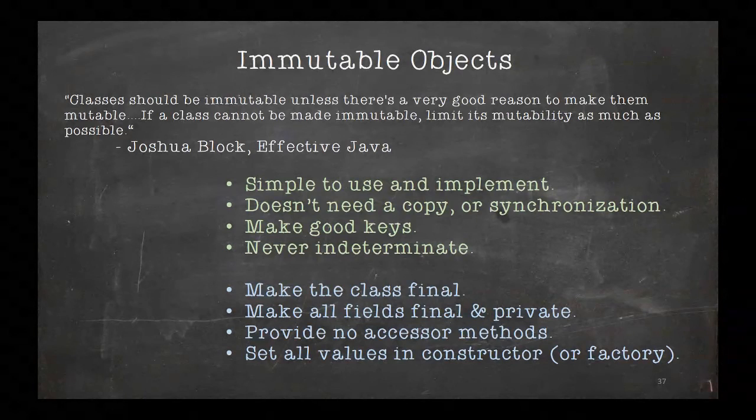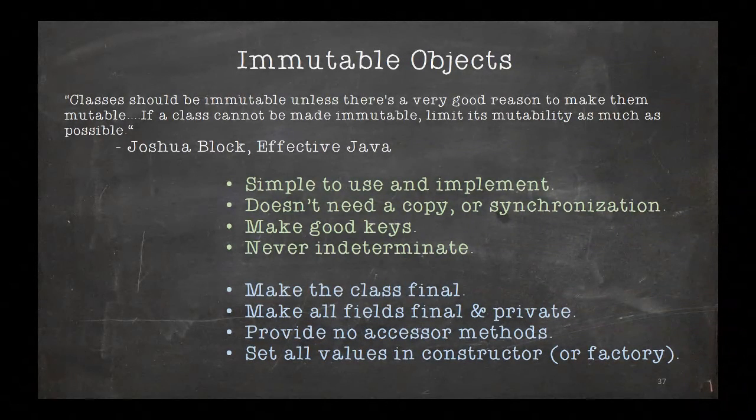Ways of doing this is you can make classes final so that people can't add to them. Make all of the fields final and private. All fields should be final and private by default, unless for some you have good reason not to. You can easily not provide accessor methods. And of course, you can set the values in a constructor, which is also known as a factory design pattern.